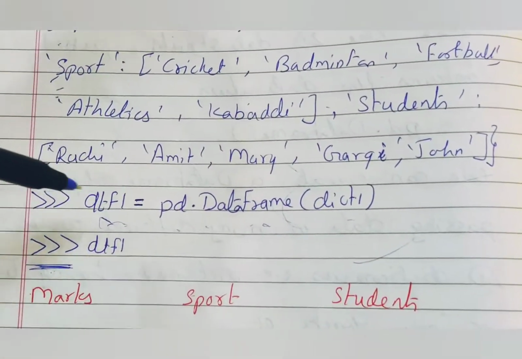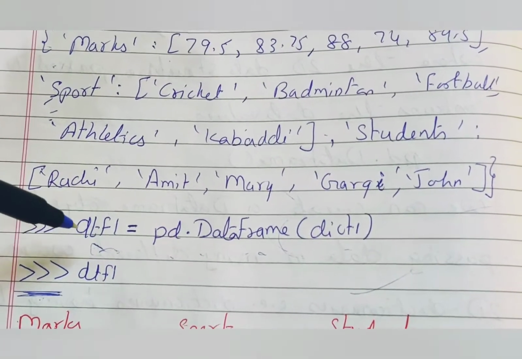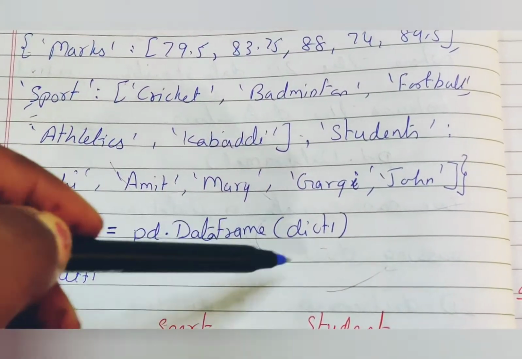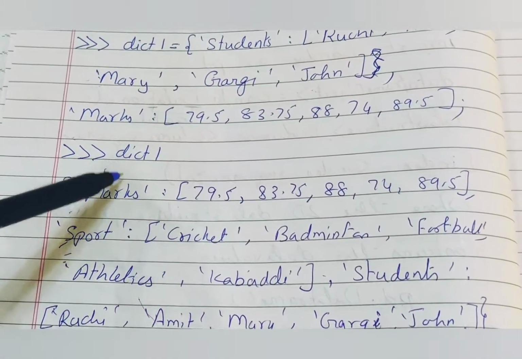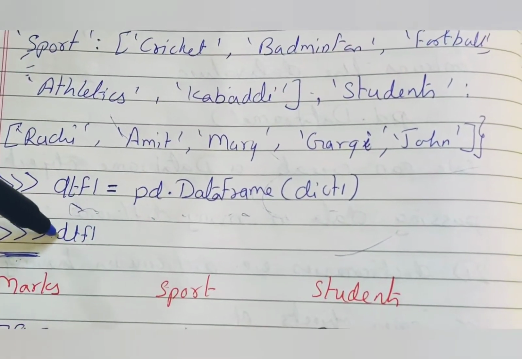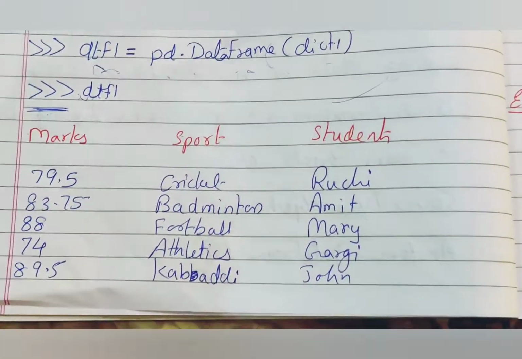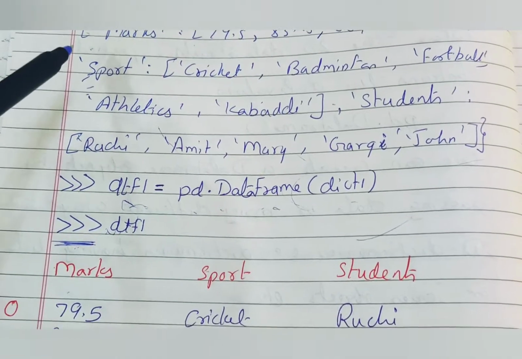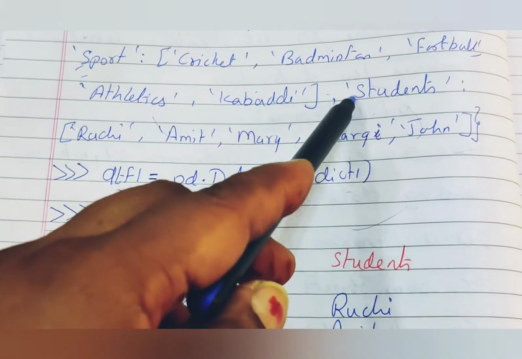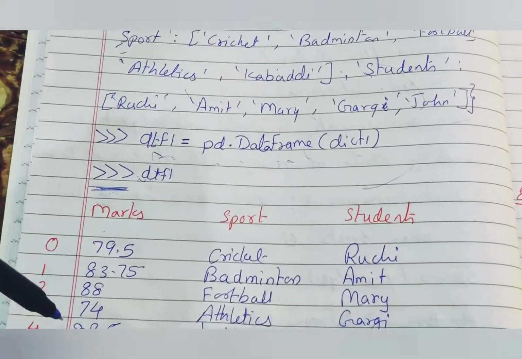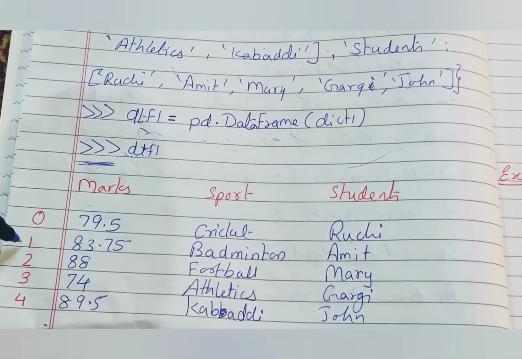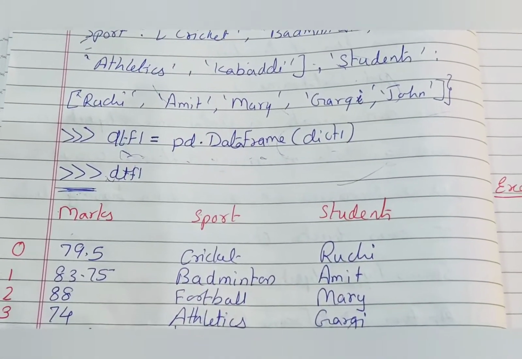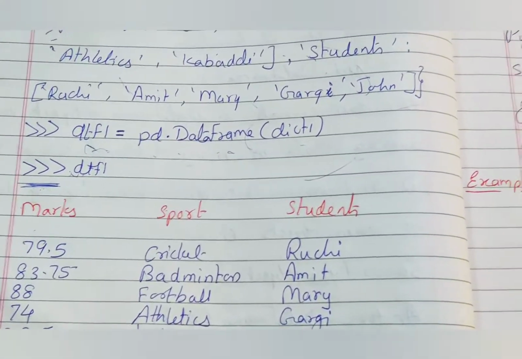Okay. Now you are supposed to write the format: df1, data frame 1, equals pd dot DataFrame dict1. This is the name you are giving, dict1. Okay. And you have to print df1. What will happen? It will give the marks. See, marks are there, heading. Then sports is your heading, and then students is your heading. Under that you will be having the values, and the index 0, 1, 2, 3, 4. Here you are not assigning the index names, so by default it will start from 0, 1, 2, 3 and 4. Okay.